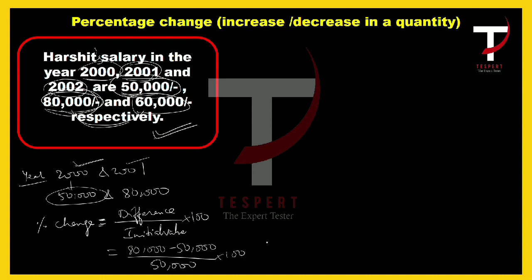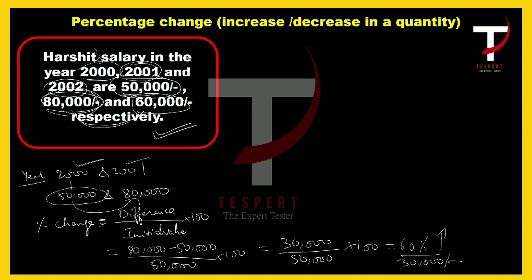So calculate (80,000 minus 50,000) by 50,000, which is 30,000 by 50,000 into 100, which is equal to 60%. So 60% increase, right? It has increased from 50,000 to 80,000. As far as money value is concerned, it got increased by 30,000 rupees. So 30,000 rupees means 60% in this case.